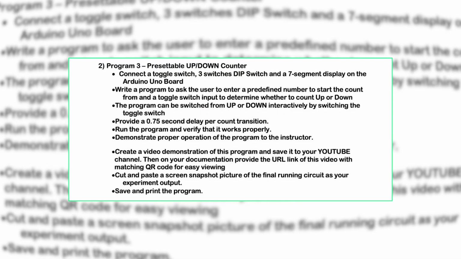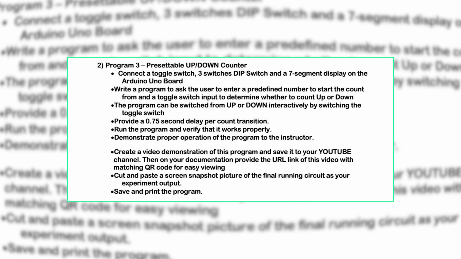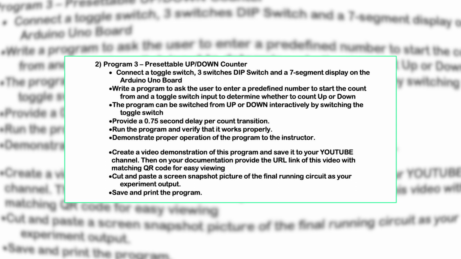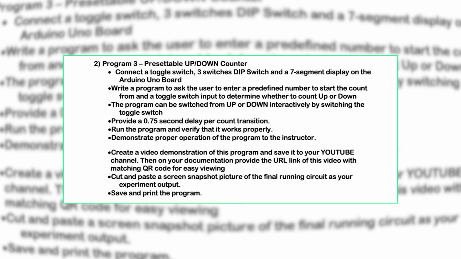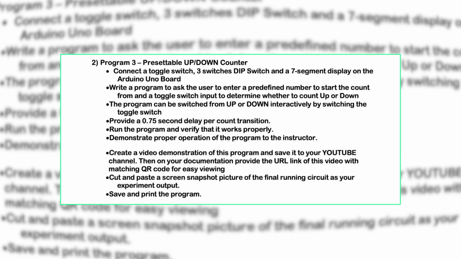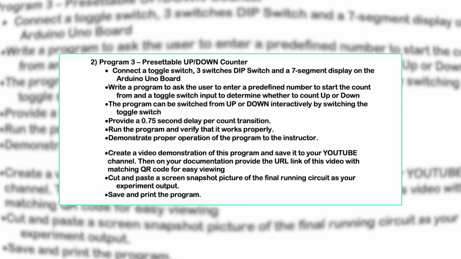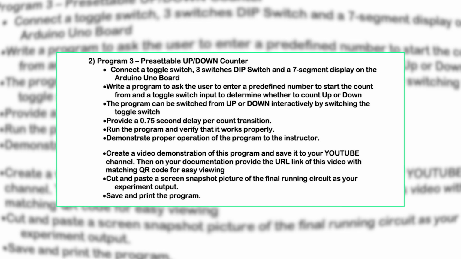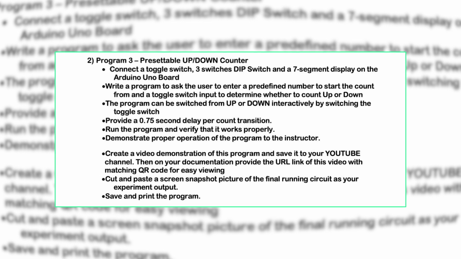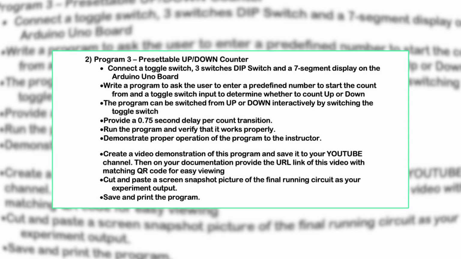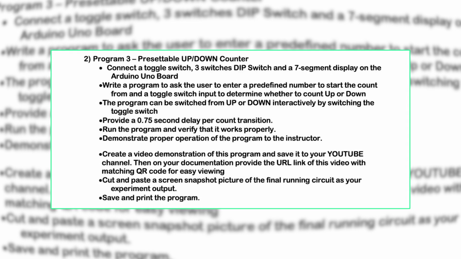So for program 3, presettable up and down counter. Connect a toggle switch, 3 switches, the IP switch, and a 7-segment display on the Arduino board. Write a program to ask the user to enter a predefined number to start the count from, and a toggle switch input to determine whether to count up or down. The program can be switched from up or down interactively by switching the toggle switch. Provide a 0.75 seconds delay per count transition.